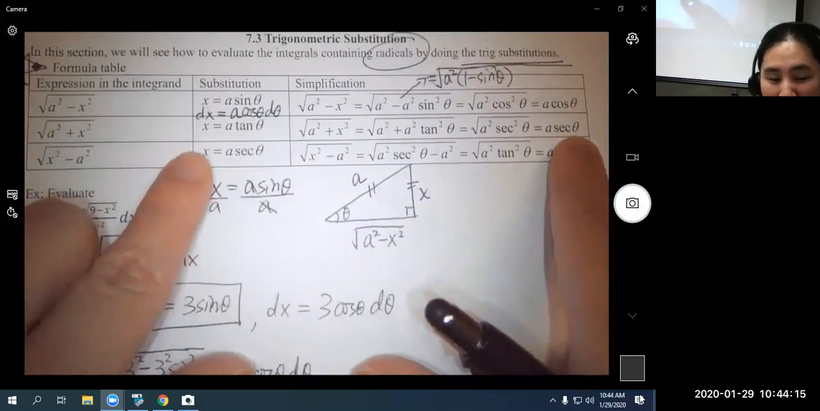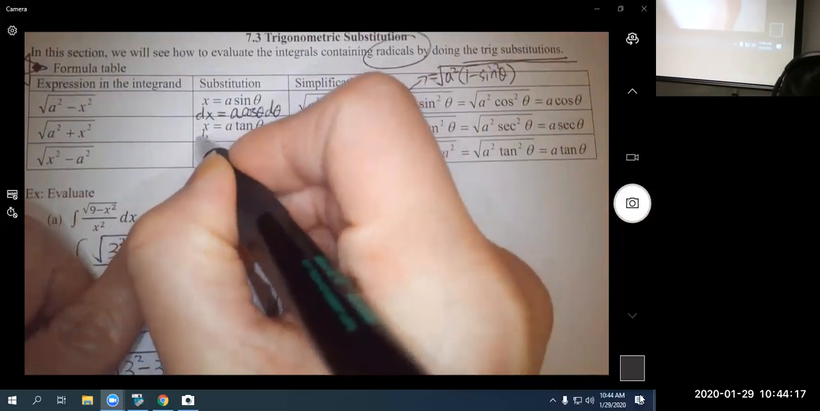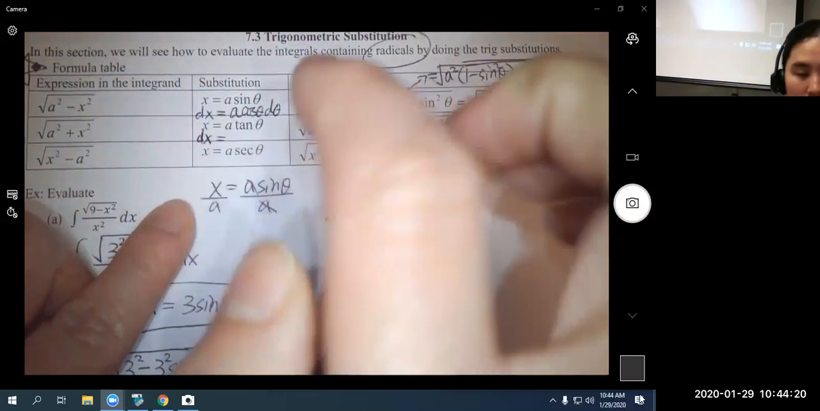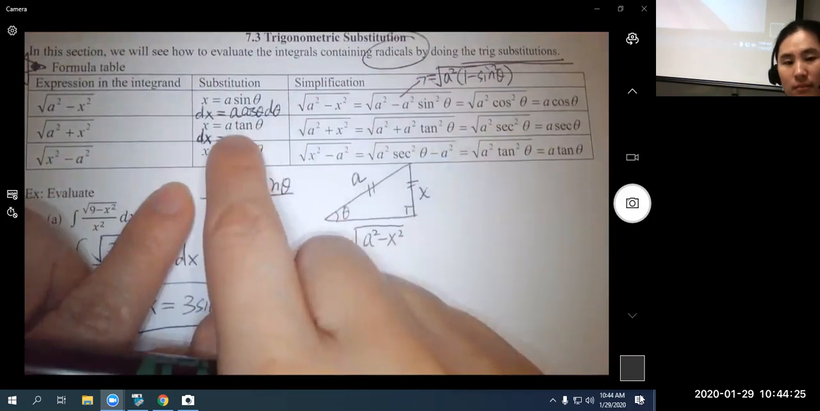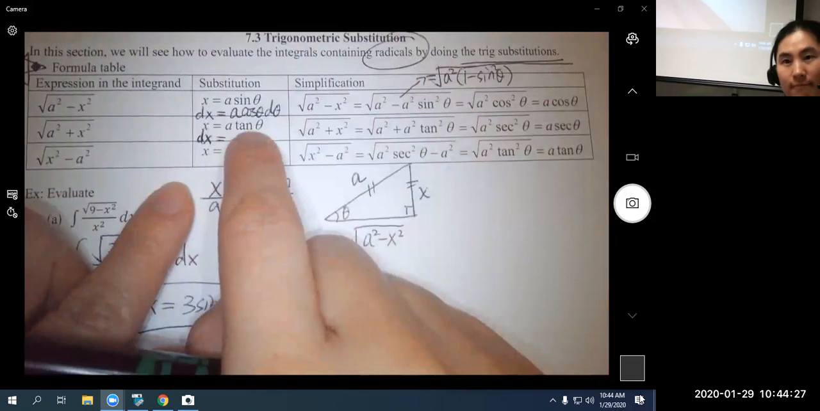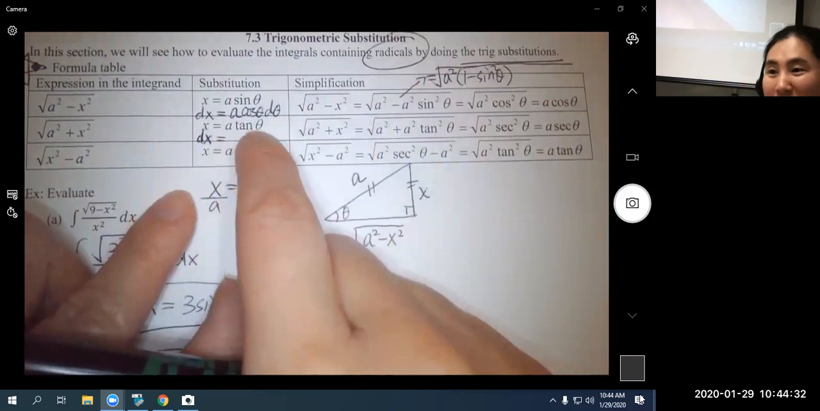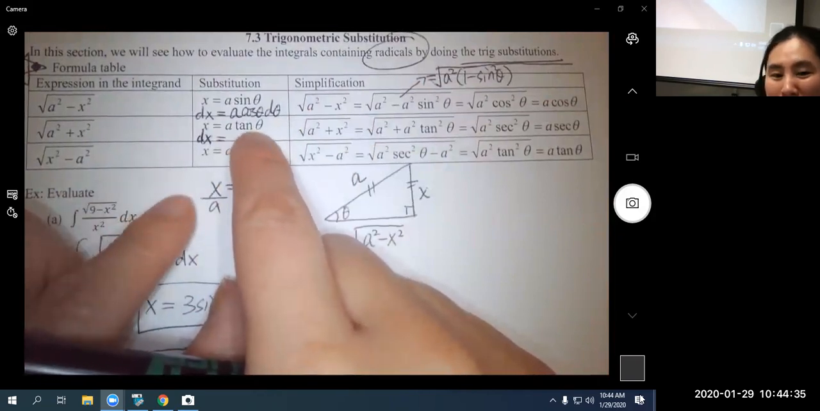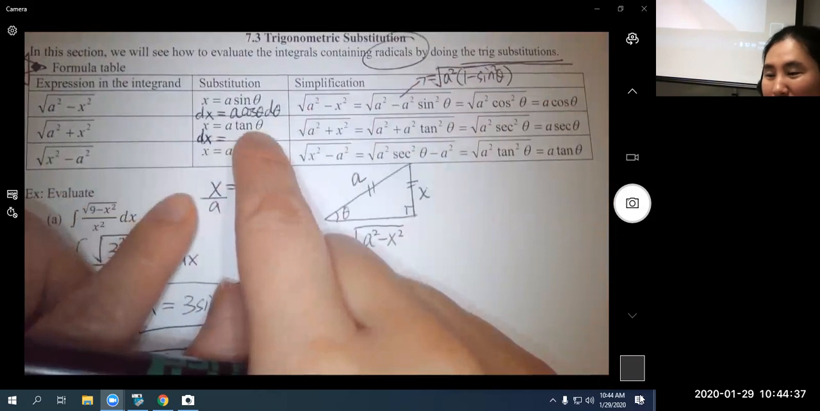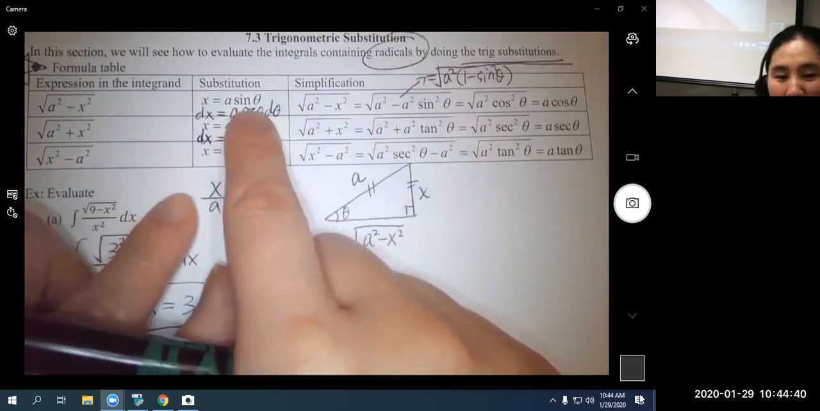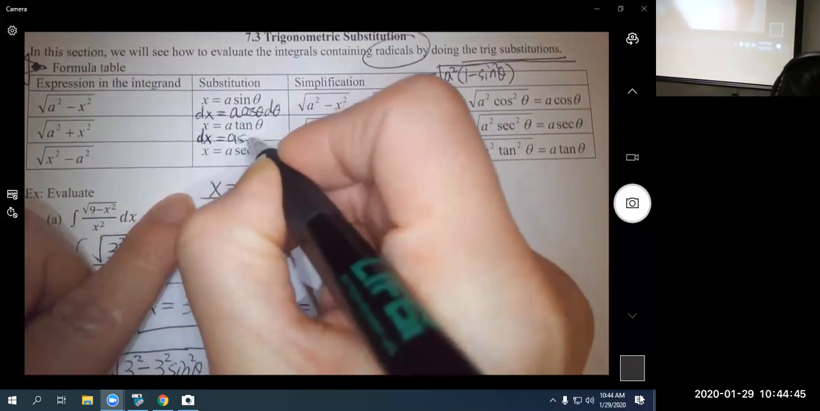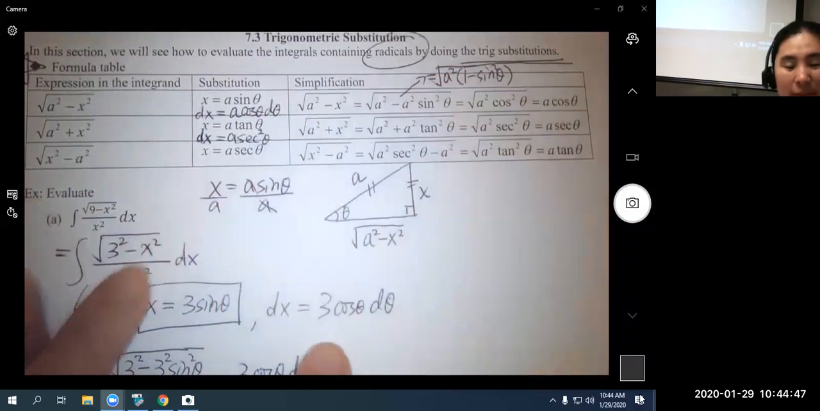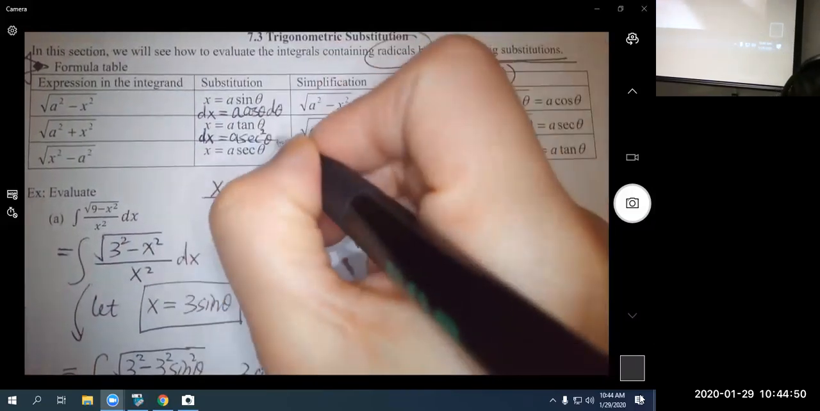Do you see that? Okay, and then the derivative of x in this case is what? What is the derivative of a times tangent theta? What is the derivative for tangent? Anyone know? Secant theta squared, and then d theta, of course.